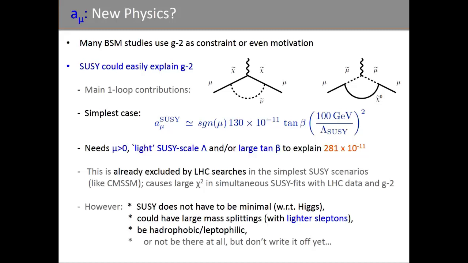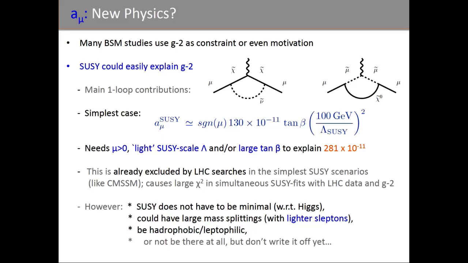The Higgs was not found at the Tevatron, where politicians were made to believe it could be there. It could have been there, but it wasn't. It needed the LHC. There's no guarantee that we don't have a more complicated scenario. First of all, SUSY doesn't have to be minimal. It could have a more complicated Higgs sector, which gives you a different formula here.